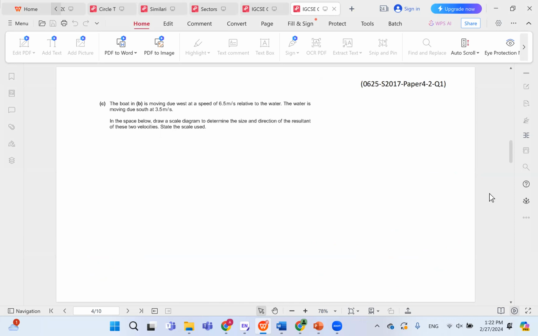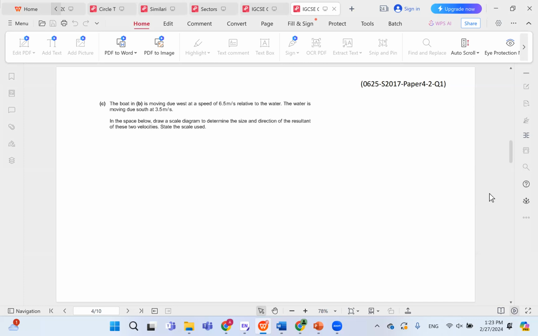Another question says the boat in B is moving due west at a speed of 6.5 relative to the water. The water is moving south at 3.5. In the space below, draw a scale diagram to determine the size and direction of the resultant of these two velocities. State the scale used.